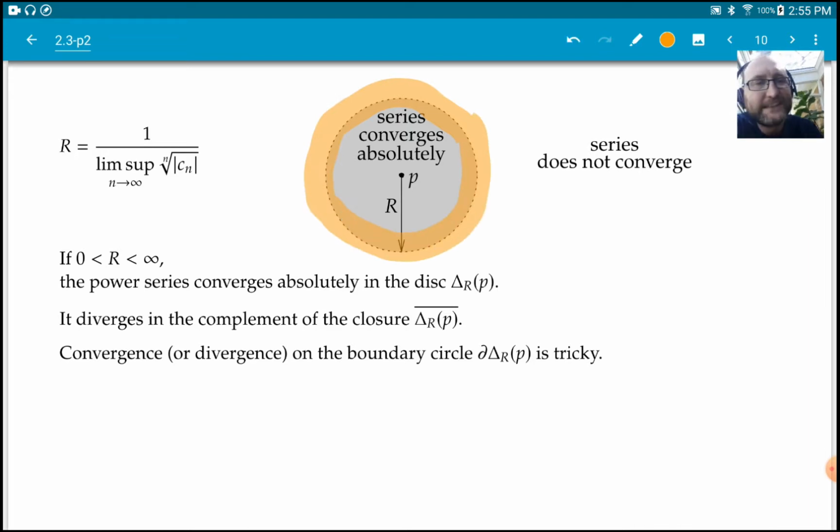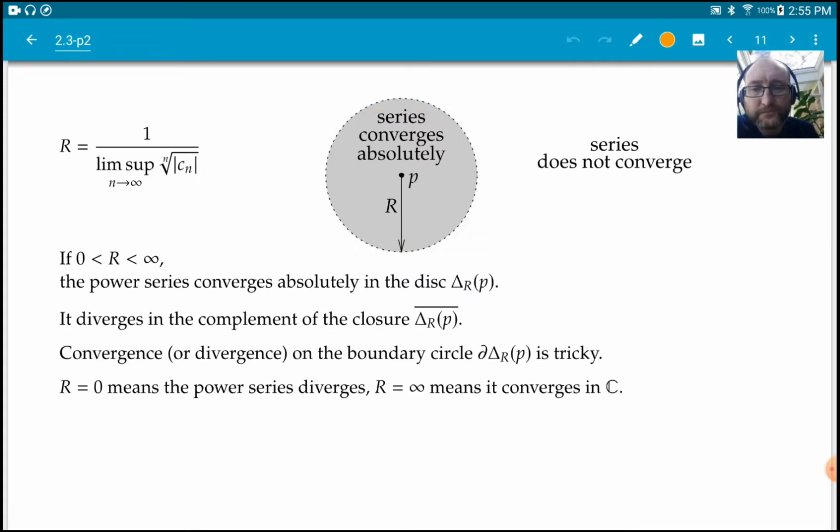That's tricky. If you want to know if some power series converges on the boundary, that takes a lot more work. And again, R equals 0 just means it doesn't converge anywhere. Well, except at P, but we're saying that's kind of a fake convergence, right? And R equals infinity means it converges for all z, right? Because any z is distance less than infinity from P.